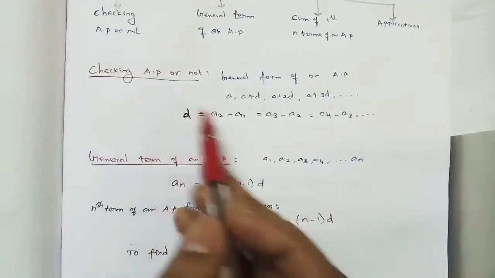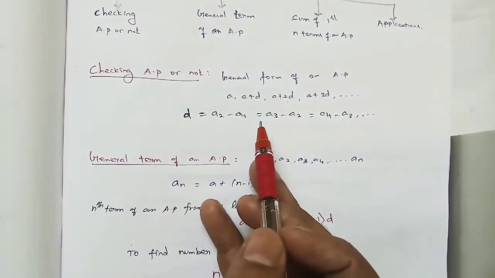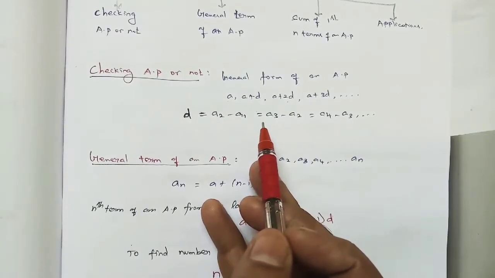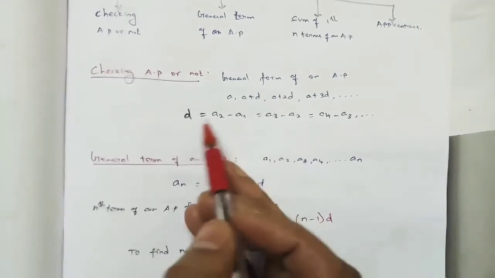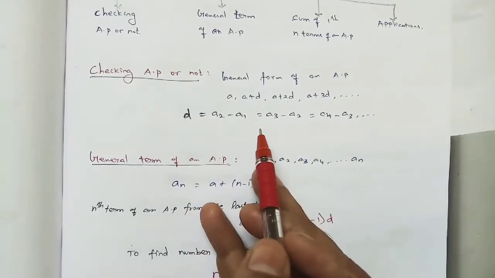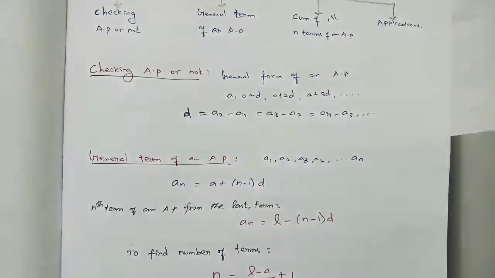Checking AP or not: they may give the sequence in the form of fractions or decimals, negative values or positive values, however they give it, you want to check whether the given sequence is an AP or not by using this formula, a2 minus a1, a3 minus a2 and so on.